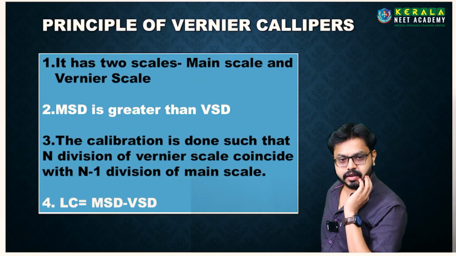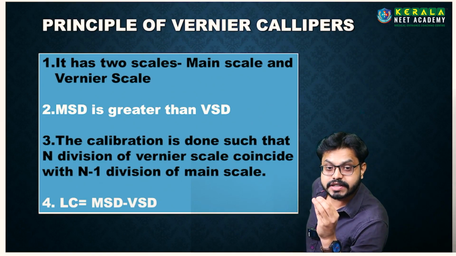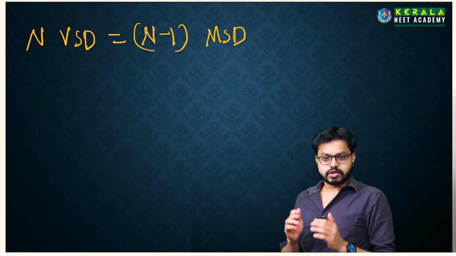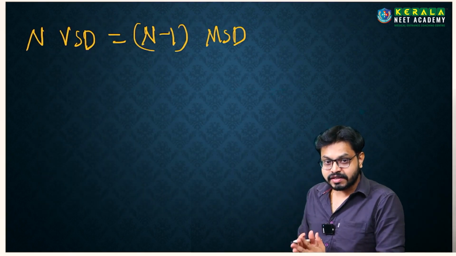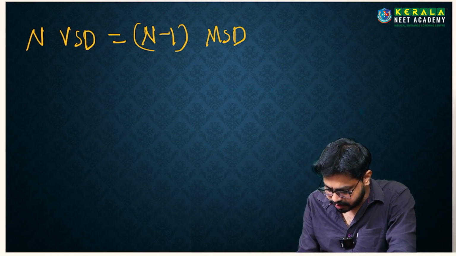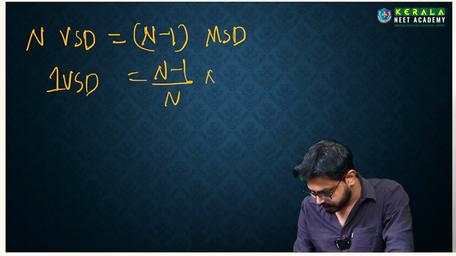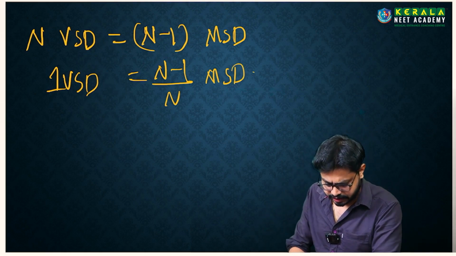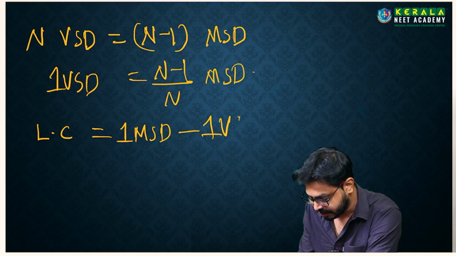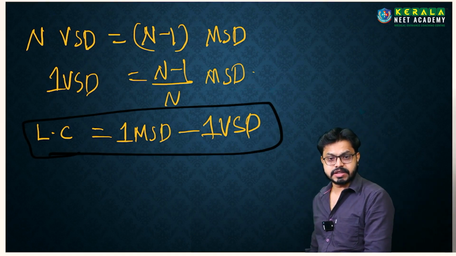Then what is the third point? The calibration is done such that n divisions of vernier scale coincide with n minus 1 divisions of main scale. So N VSD is equal to N minus 1 MSD. So 1 VSD is equal to N minus 1 divided by N into MSD. What is our least count equation? Least count is equal to 1 MSD minus 1 VSD. This is one of the least count equations, a very important equation.